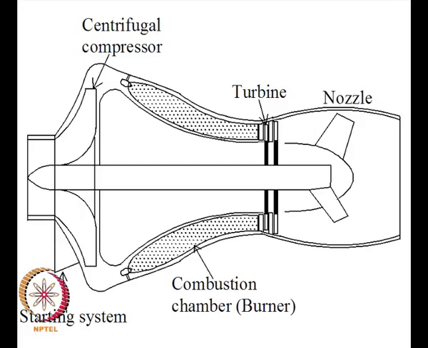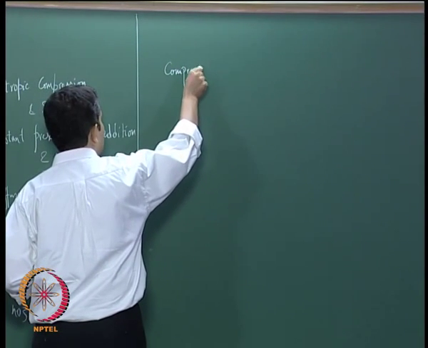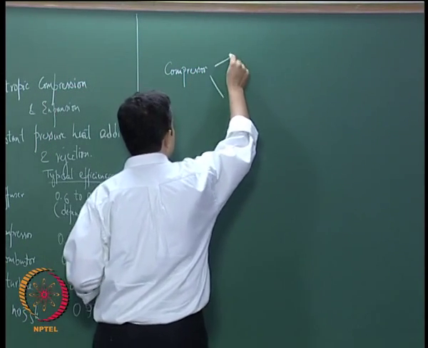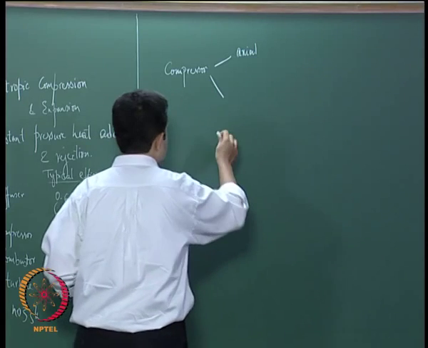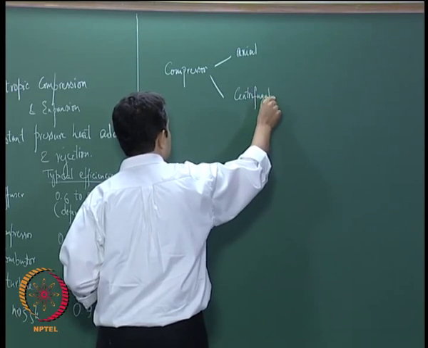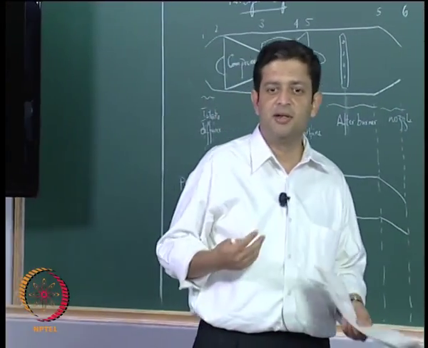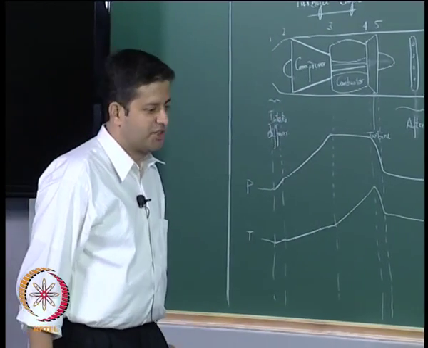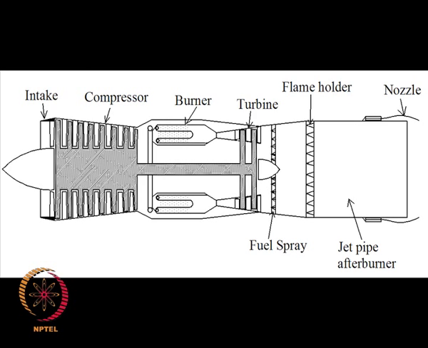So for a compressor, we have two choices, that is, compressor can be either axial or centrifugal. What is the difference between the two? What do you think is the change from axial to centrifugal? Notice one thing, that if you take a look at this engine, there is only one stage of centrifugal compressor, whereas in the axial compressor there are many stages here.